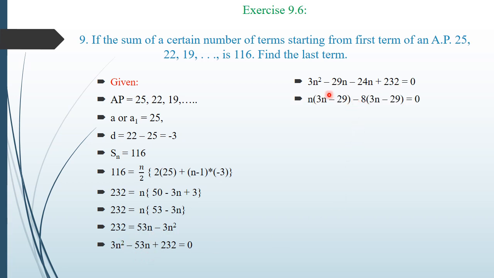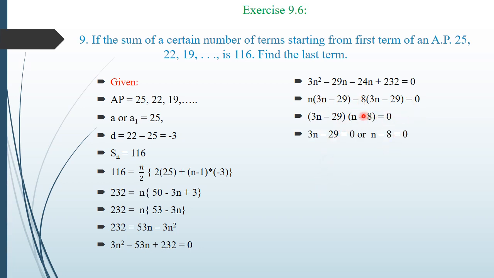Hope you know how to solve this, like solving a quadratic equation. I'm going to get the terms as minus 29n and minus 24n. When I add these, I get minus 53n, and when I multiply these two terms, it is equal to the product 232 into 3. Now in the first two terms I can take n common, that will be n into 3n minus 29, and if I take 8 common in the other two terms, that will be 3n minus 29 again. Now taking 3n minus 29 common from both, that leaves n minus 8, and that equals 0.